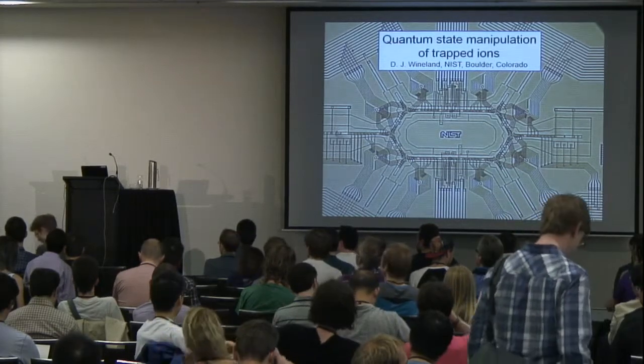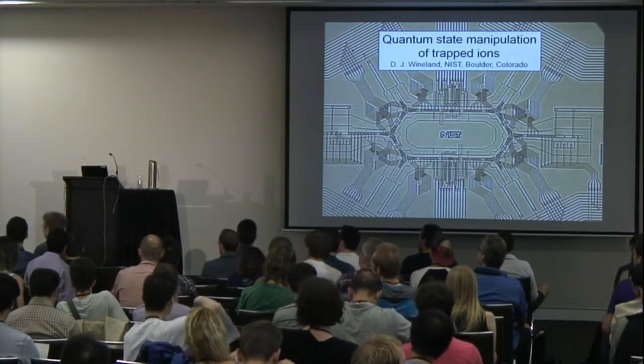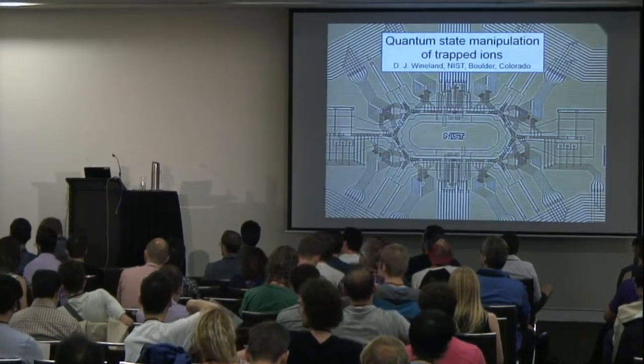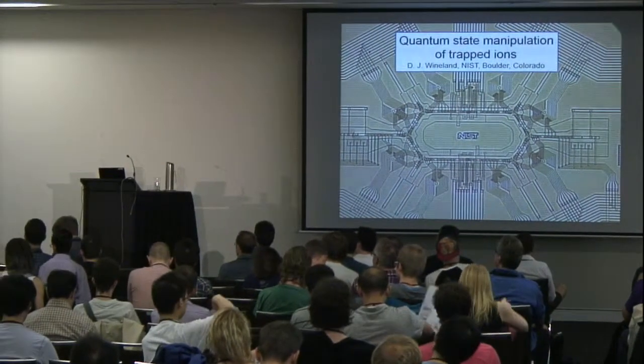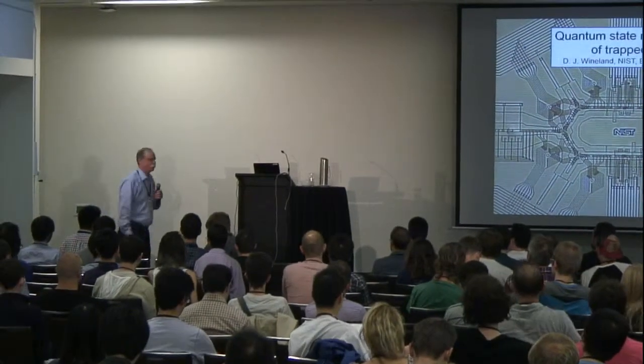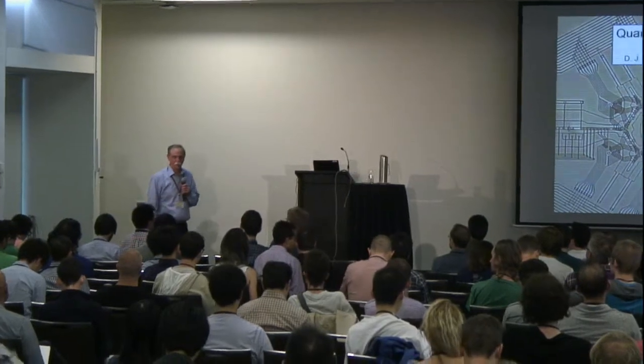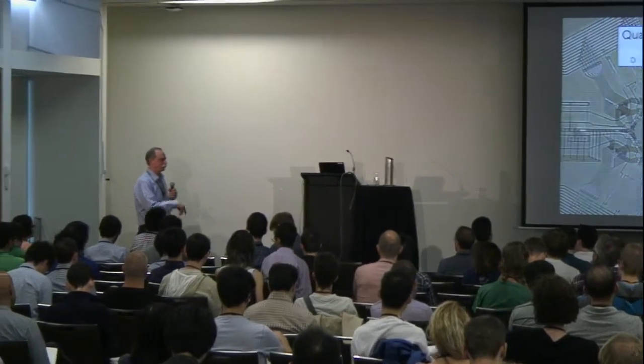All right, thank you. And I'd like to thank Wen Yao and all of his colleagues who organized the meeting and for inviting me here. I know I'm probably one of the few experimentalists here, so rather than trying to impress you with our latest gadgets, I'm going to try to give an overview of the quantum state manipulation of trapped ions and how this might play into making a quantum processor.